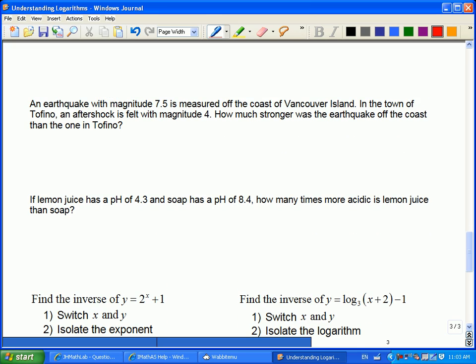All right, so how appropriate. We just had an earthquake drill. I didn't plan for this, by the way, but anyways.